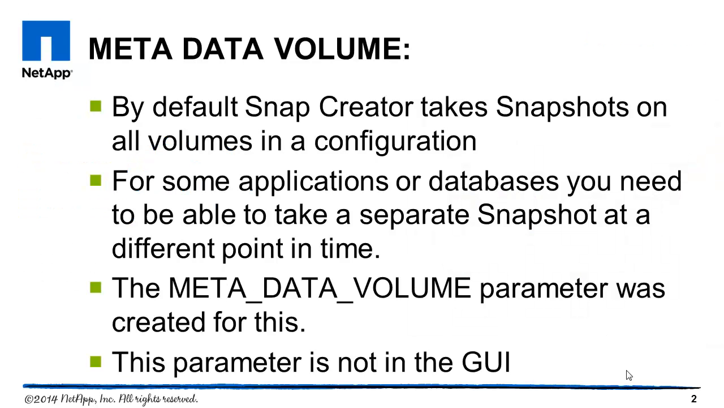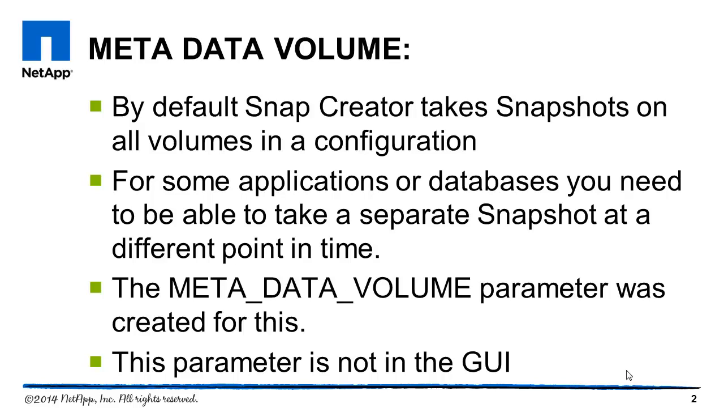By default, Snap Creator takes snapshots on all volumes listed in a configuration. The typical workflow is that we run the quiesce action, putting a database into a consistent state. We then take a snapshot copy, and once it's complete, we run the unquiesce action, which puts the database back into normal operating mode. However, some applications or databases have archive logs or similar data that should only be captured after the unquiesce action has completed.